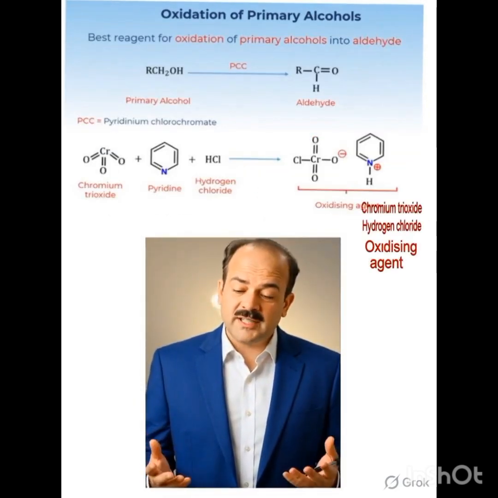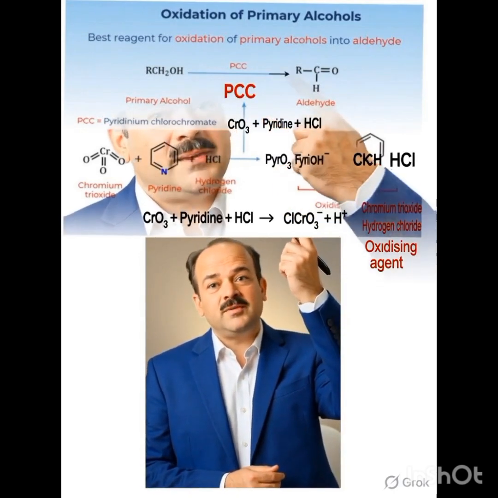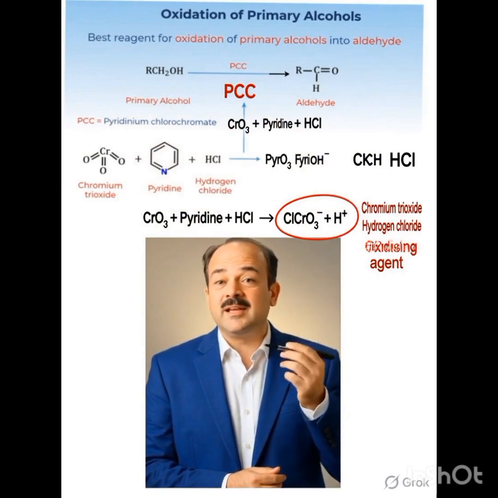Hello everyone, today we will see the oxidation of primary alcohols. The best reagent is PCC, which stands for pyridinium chlorochromate. PCC is formed from chromium trioxide, pyridine and hydrogen chloride.